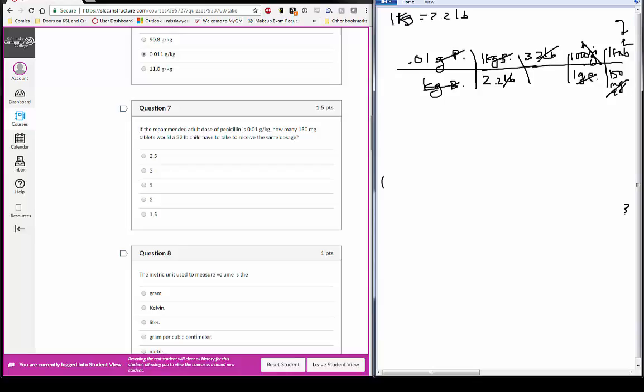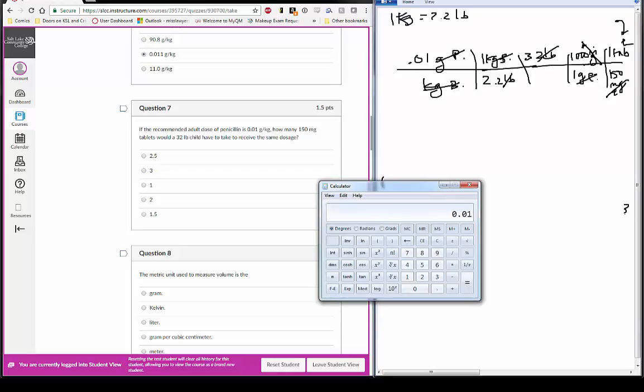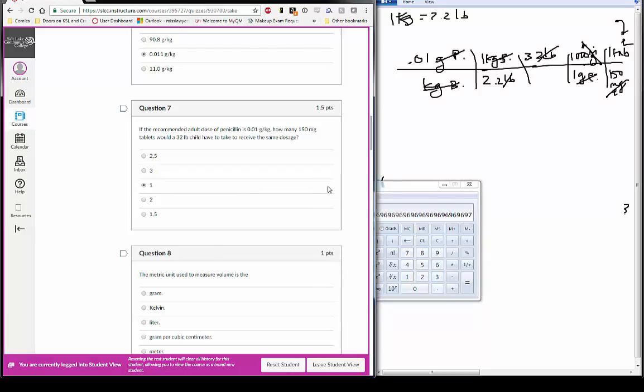Plug this in. 0.01 grams of penicillin per kilogram of body weight divided by 2.2 pounds per kilogram of body weight multiplied by 32-pound person multiplied by 1,000 milligrams in a gram and divided by 150 milligrams in a tablet gives me what's close enough to 1 tablet.